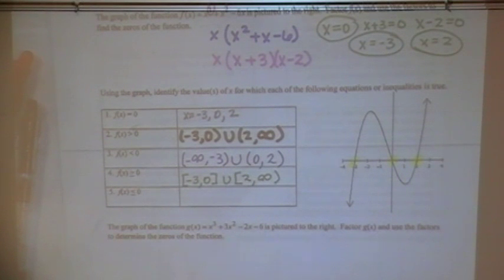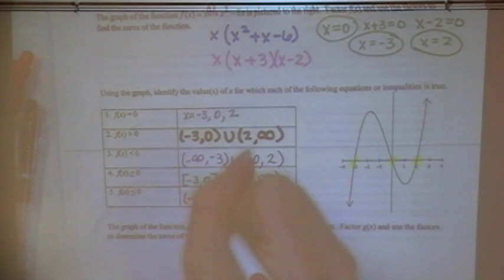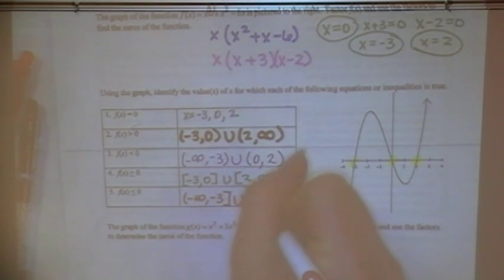Same thing for less than or equal to. It's less than here from -infinity, that has to stay in parentheses, to -3 where it equals, that's a bracket, and then again from 0 to 2. Both of those are brackets.